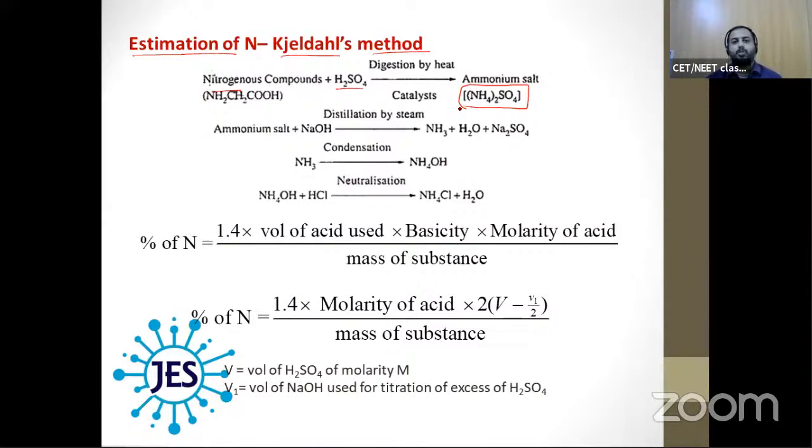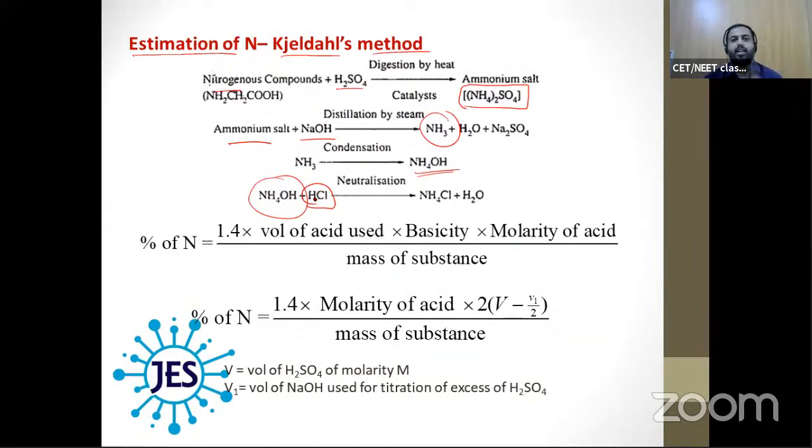If you use sulfuric acid, ammonium sulfate comes; if you use hydrochloric acid, ammonium chloride comes. Then that ammonium salt is heated with a base to get ammonia. So all the nitrogen in the compound is getting converted to ammonium salt, and the nitrogen in that ammonium salt is getting converted to ammonia. In other words, all nitrogen in the organic compound is converted to ammonia. That ammonia is again dissolved in water to get ammonium hydroxide, and the amount of that ammonium hydroxide is estimated by titrating it with HCl or any other acid.